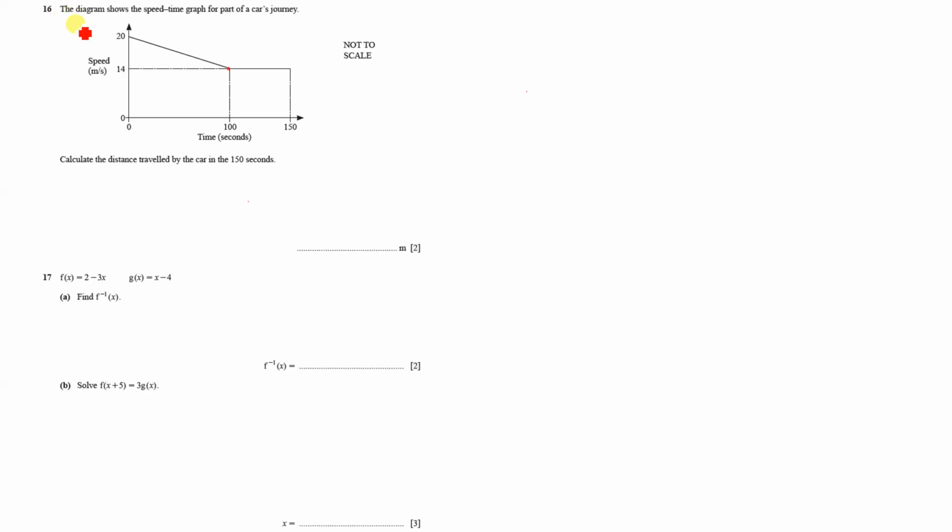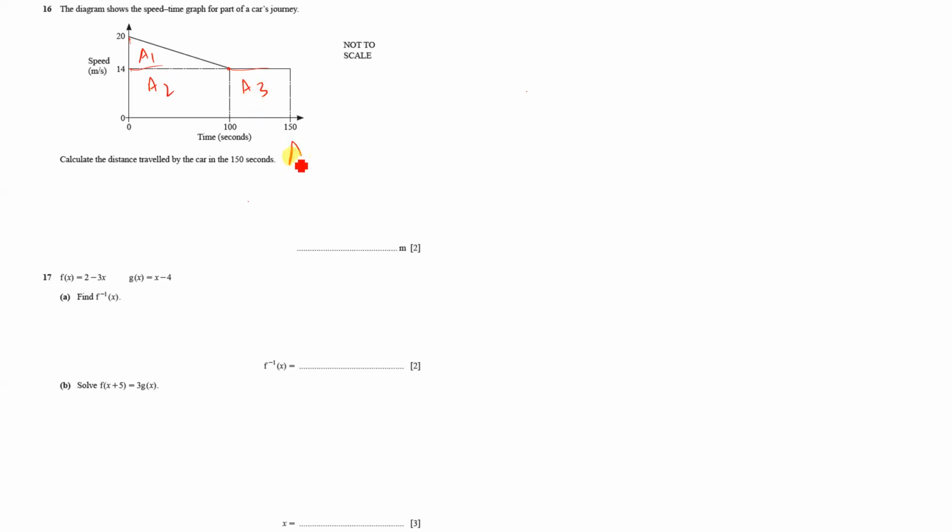Question number 16. The diagram shows the speed time graph for part of a car's journey. Calculate the distance traveled by the car in 150 seconds. So in order to find distance, we have to find the area under the graph. So this area consists of three areas: the area bounded by this rectangle, the area bounded by this, and the area bounded by this. So we need to find all the areas, that is A1, A2, A3.